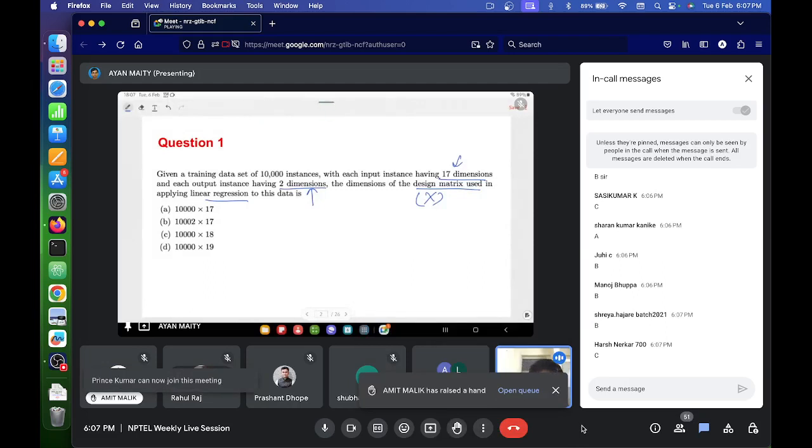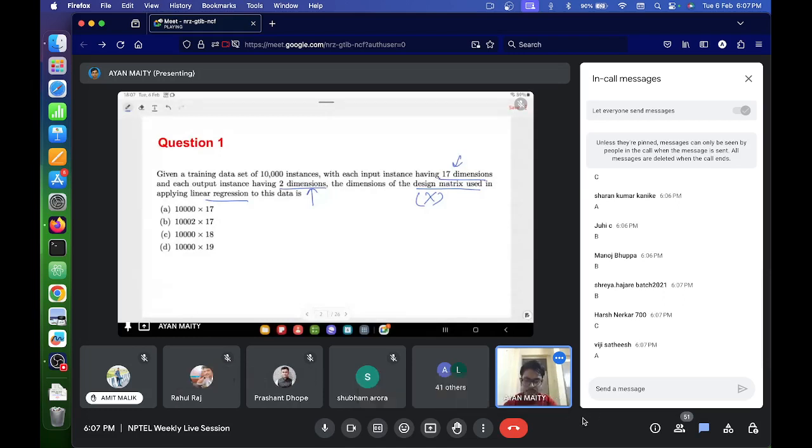Hars Nerkar is saying C. Amit Malik, you have raised your hand. Do you want to say something? VG Satish is saying A. So most of the answers in the chat are option B.